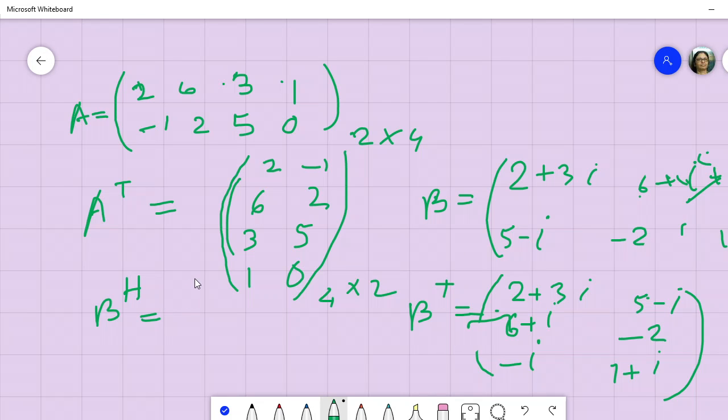B^H is the conjugate transpose. So first I am taking the transpose, then you take the conjugates of this. So this will be 2 minus 3i, then 6 minus i, then i, then this is 5 minus i, then minus 2 will remain the same, and it is 1 minus i. So this is A^H. So this is the conjugate complex.